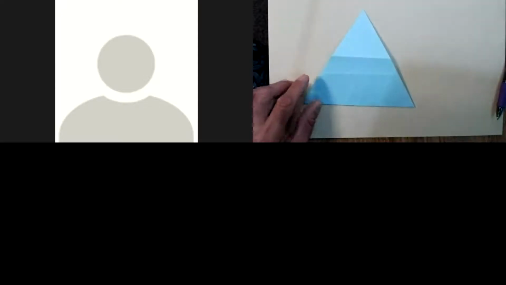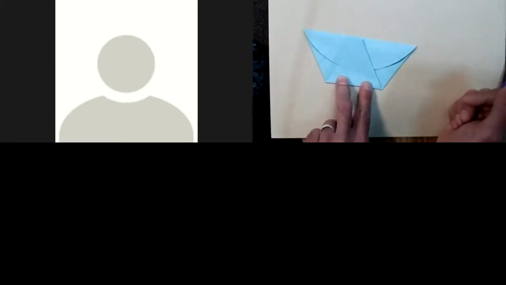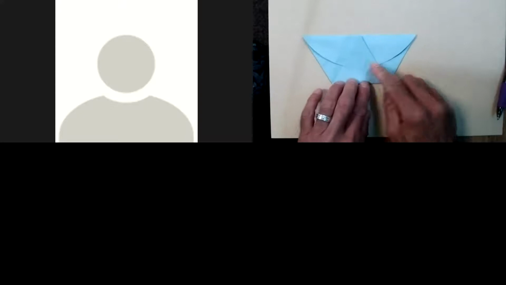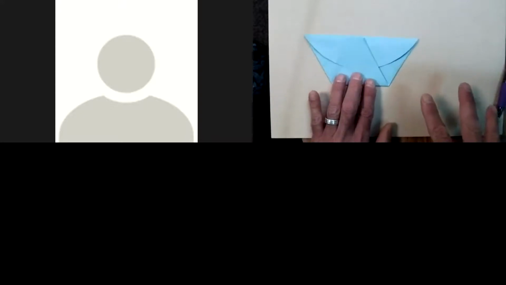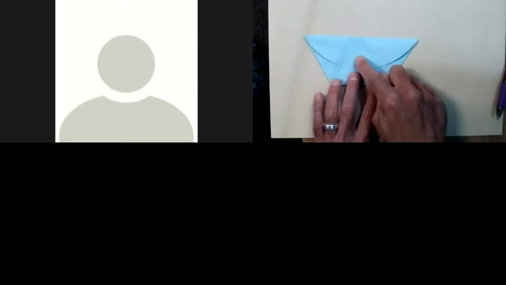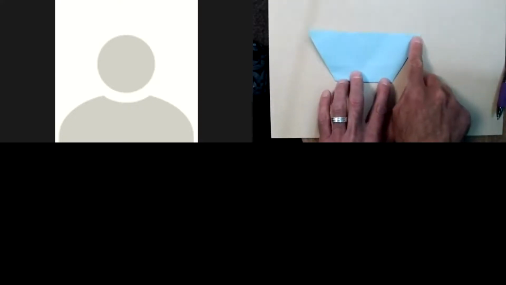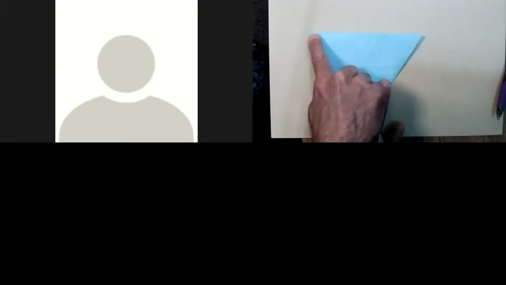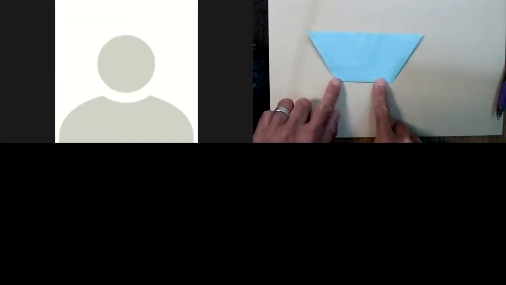Okay. So next, what we're going to do here is we're going to make another fold. Now, we talked about acute angles and obtuse angles before. So acute is less than 90, obtuse is greater than 90. So in this trapezoid I have right here, I have this acute angle and that acute angle. This would be an obtuse angle and that would be an obtuse angle.